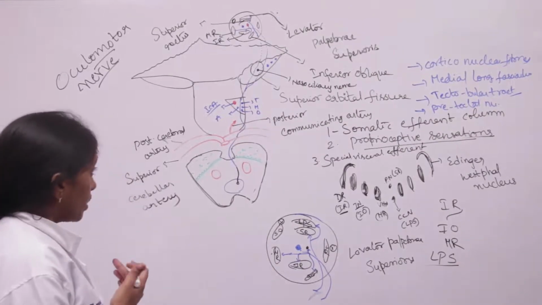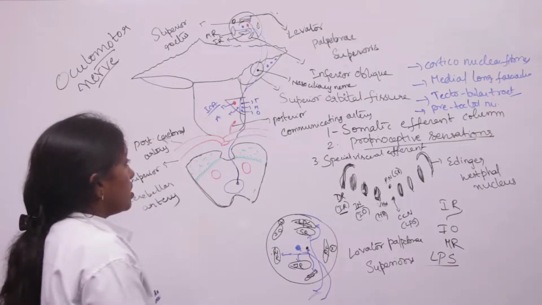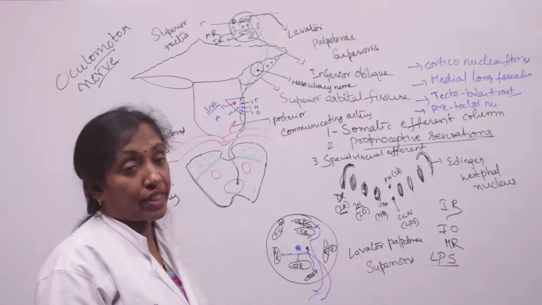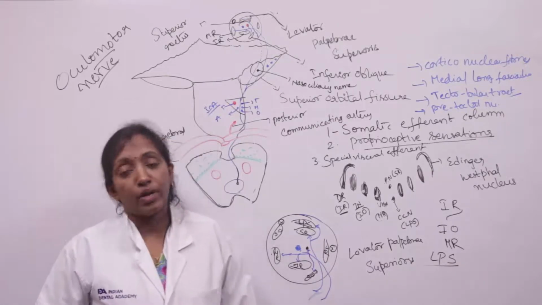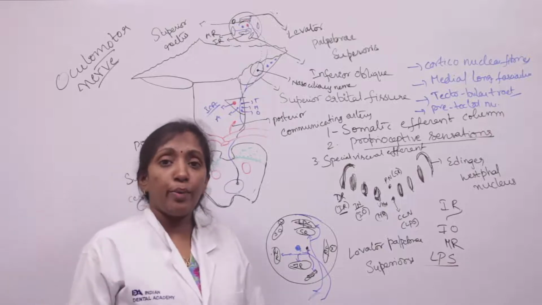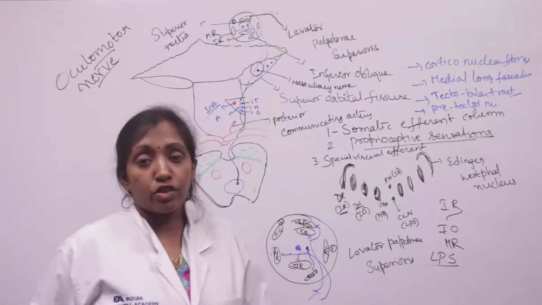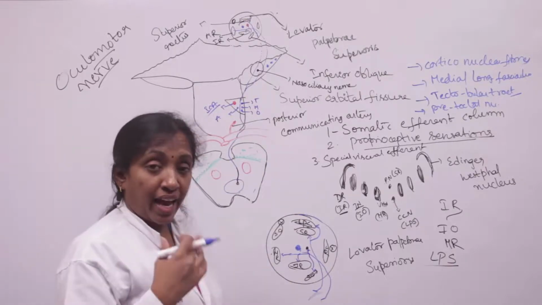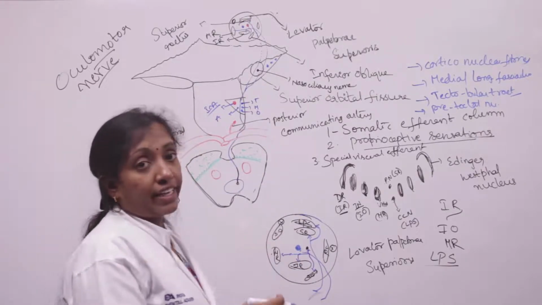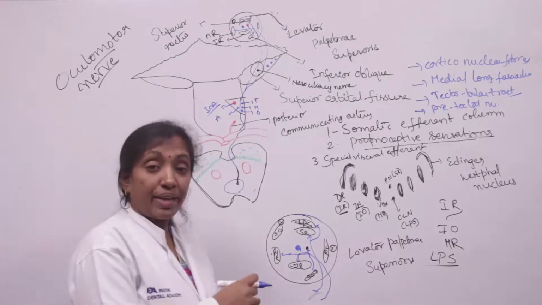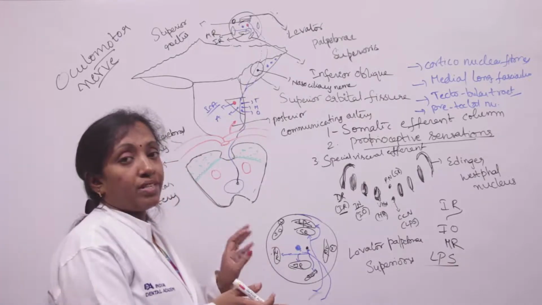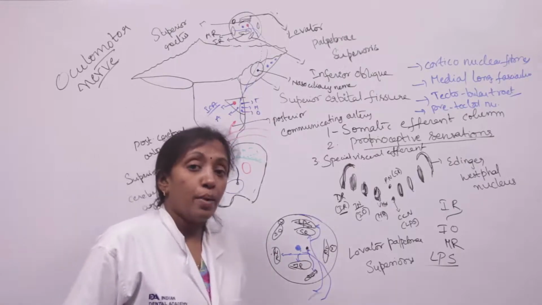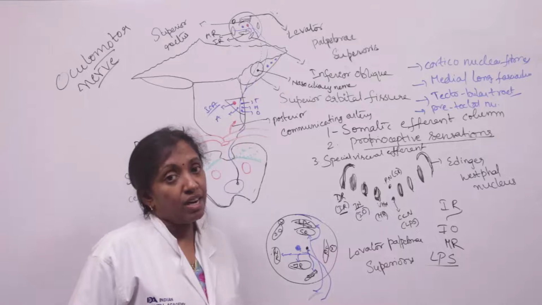So, coming to the communications, it communicates with the sympathetic plexus around the internal carotid artery, and also with the ciliary ganglion, which conveys preganglionic parasympathetic fibers. The proprioceptive sensations from the extraocular muscles are conveyed by the oculomotor nerve. Here it communicates with the ophthalmic nerve, so the fibers pass without interruption to the trigeminal ganglion, and finally the fibers reach the mesencephalic nucleus of the trigeminal nerve.